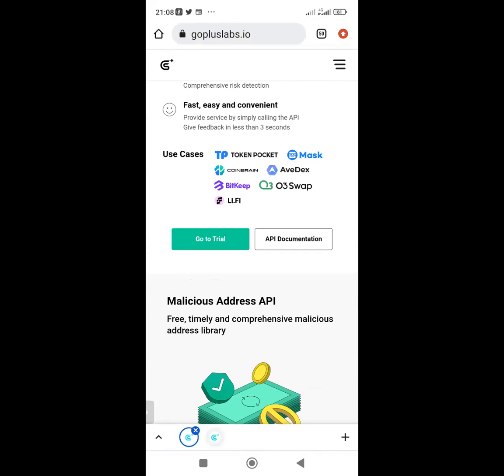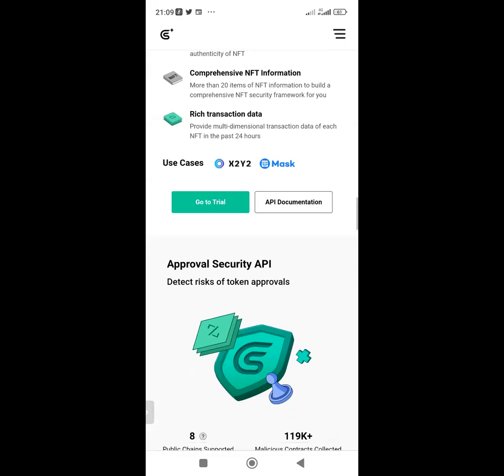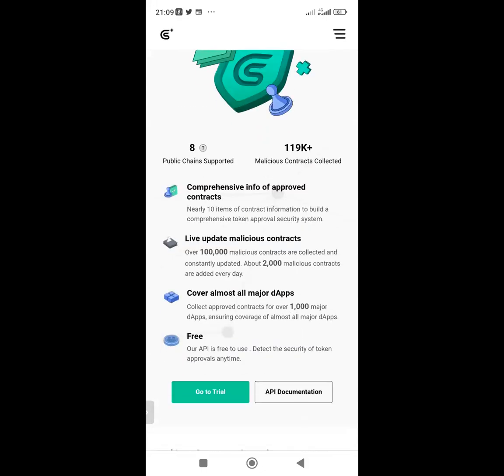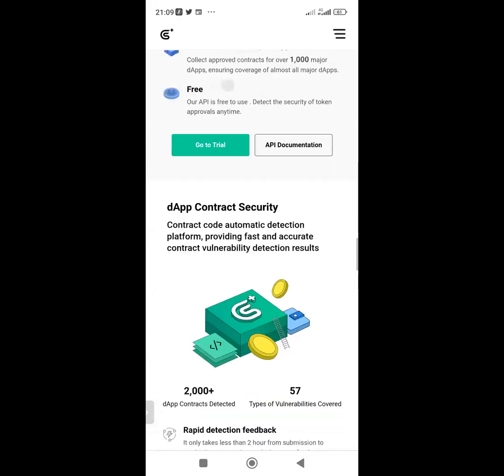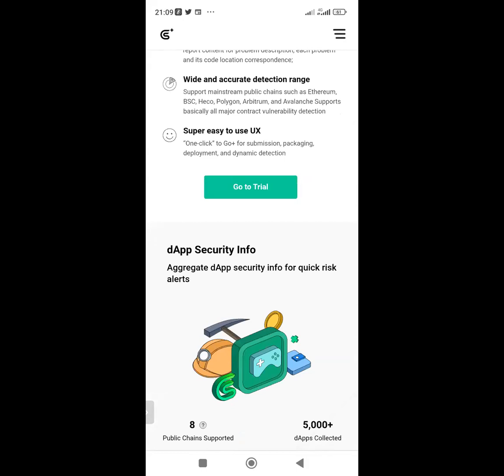GoPlus Security is just like an antivirus. They work from behind. They don't really have an app, but one of their children apps they produce is GoPocket Wallet. You can download it and use it instead of your Trust Wallet. It's a non-custodial wallet. You have your seed phrase, you have all those things, but the difference is that it has security. It saves you from many scams.